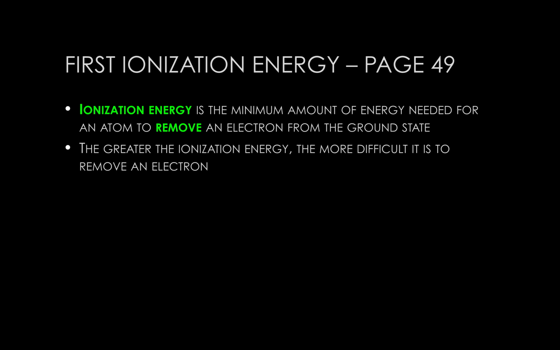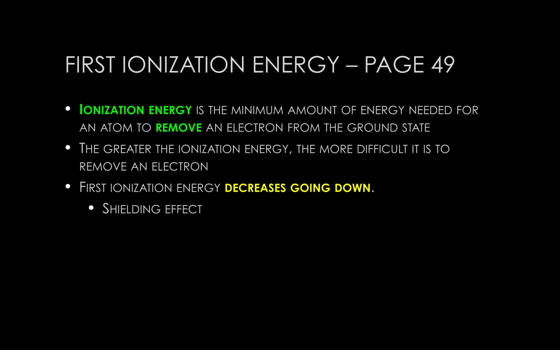So the greater the ionization energy, the more difficult it is to remove an electron. First ionization energy is going to decrease going down a group, and that's because of the shielding effect. If you look at francium, it has 87 electrons. It has 86 core electrons and 1 valence electron. So those 86 core electrons are going to block the nucleus from getting to that 1 valence electron. It doesn't care about that 1 electron, so it's going to give it up easily.